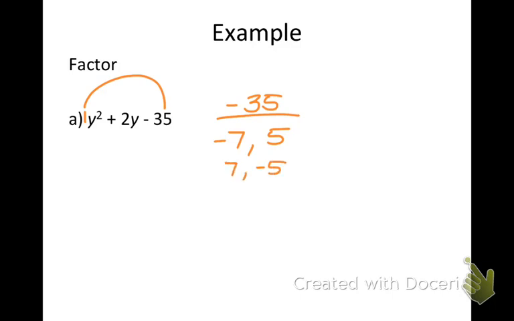Okay. Because my leading coefficient is 1, I can go right to my factors. So that's going to be y plus 7 times y minus 5. If I were to FOIL this, or just double distribute, y times y is y squared, y times negative 5 is negative 5y, 7y gets you to 2y, and 7 times negative 5 gets you to negative 35. And then we are done.